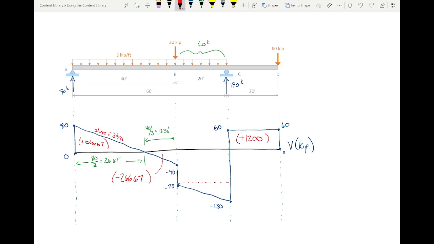What's the area of the rectangle? Negative 1400. And this triangle, now the width is 20, what's the height? 60. So 60 times 20 over 2, what is that? So what do you get when you take that plus that plus that plus that plus that? 0. That's exactly right. Because the sum of moments is 0.